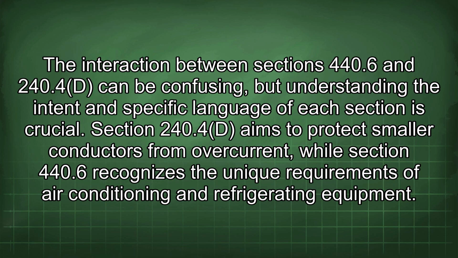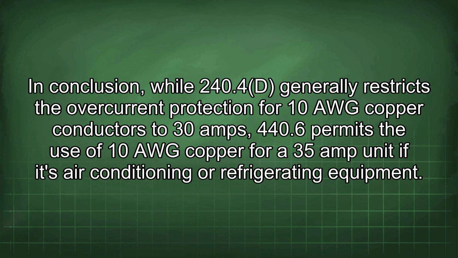section is crucial. Section 240.4(D) aims to protect smaller conductors from overcurrent, while Section 440.6 recognizes the unique requirements of air conditioning and refrigerating equipment. In conclusion, while 240.4(D) generally restricts the overcurrent protection for 10 AWG copper conductors to 30 amps, 440.6 permits the use of 10 AWG copper for a 35 amp unit if it's air conditioning or refrigerating equipment.